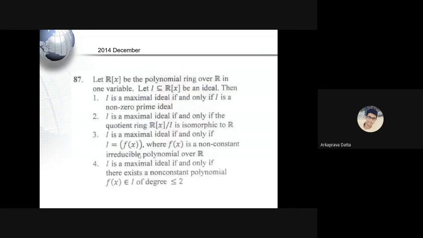Because any polynomial of degree 3 or more is reducible in R[x]. Yes. I is a maximal ideal if and only if there exists a non-constant polynomial f(x) belonging to I of degree less than or equal to 2. So, according to you, this is correct. Any explanation except from Orko and Probho? Anybody else? Sir, if f(x) has no root in R, then it is true. If f(x) has no root in R, okay. So, according to Orko Probho, it's correct.